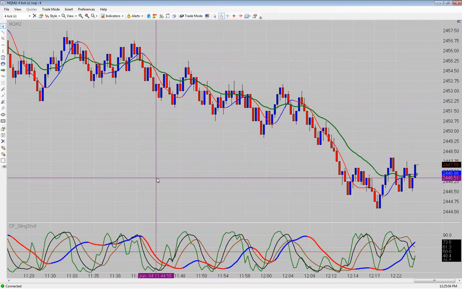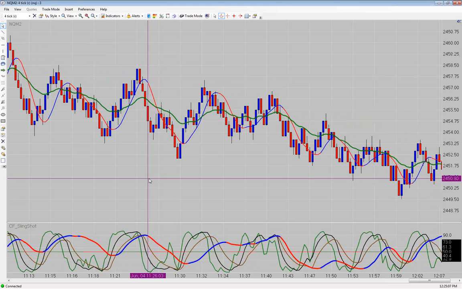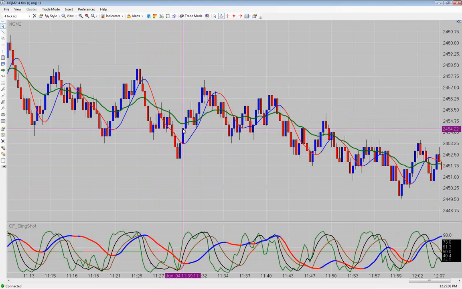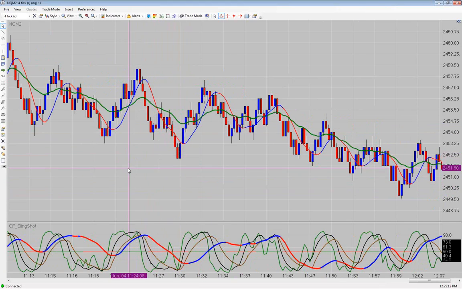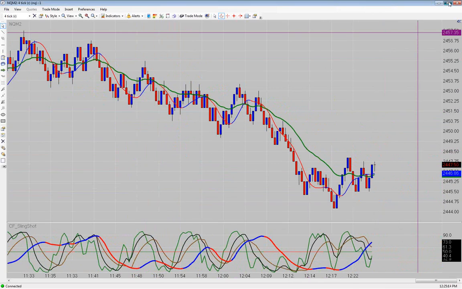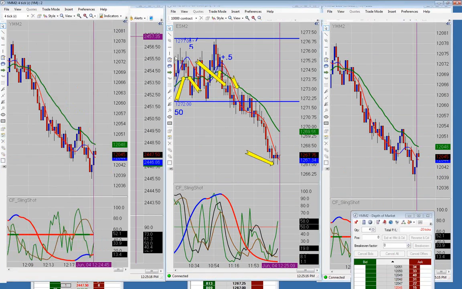I'm just scrolling through here. I thought I took another trade in here. I did, but the end of the morning session was right here. And it was really messy the whole morning. The YM was about the same way.